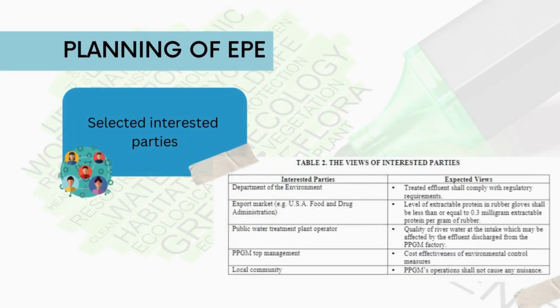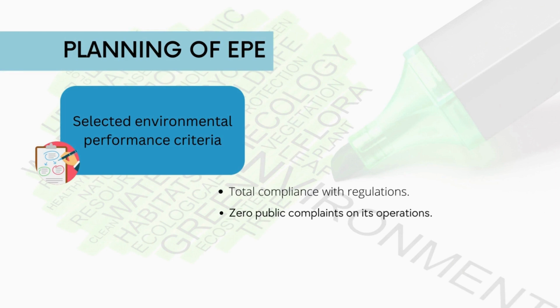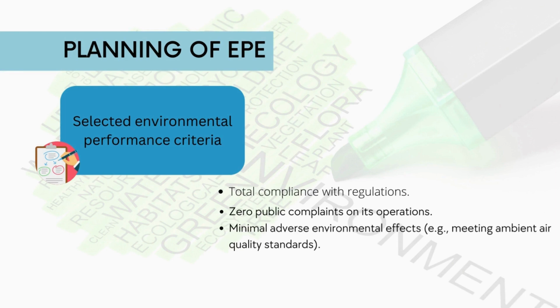Next, after reviewing public statements, minutes of meetings, and discussions with interested parties, the necessary interested parties were identified as indicated in Table 2. Besides that, in the plan for the development of the EPE process, the following environmental performance criteria were selected. The first one is total compliance with regulations. Secondly, zero public complaints about its operations.